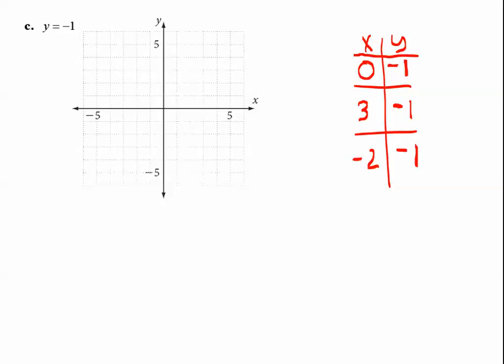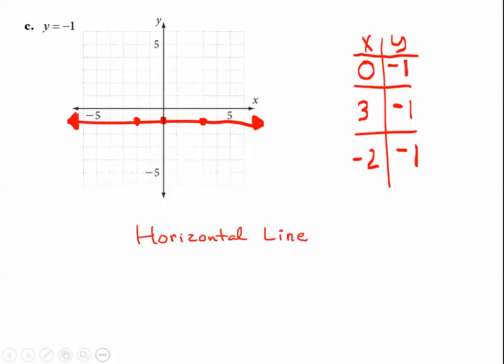Alright, again, I'm going to plug in 0, 3, -2. You guys could have plugged in 1, 2, 3, or 0, 1, 2. That's all fine. And so (0, -1) is there. (3, -1) is 3 to the right, 1 down. (-2, -1) is 2 to the left, 1 down. And voila. There's my line. What's so special about this line, this is the horizontal line.